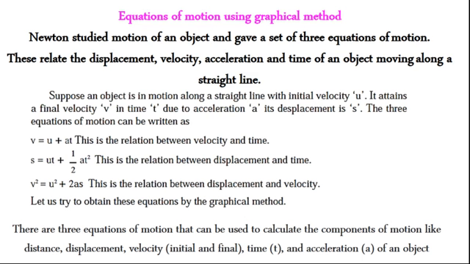Newton studied motion of an object and gave a set of three equations of motion. These relate the displacement, velocity, acceleration, and time of an object moving along a straight line. In simple words, you can ask yourself, what is the use of these equations of motion?